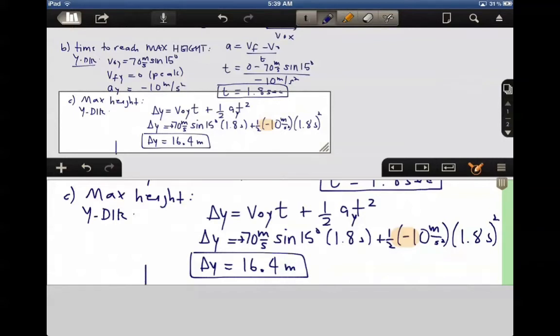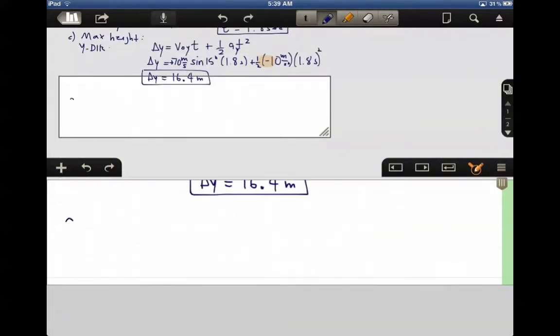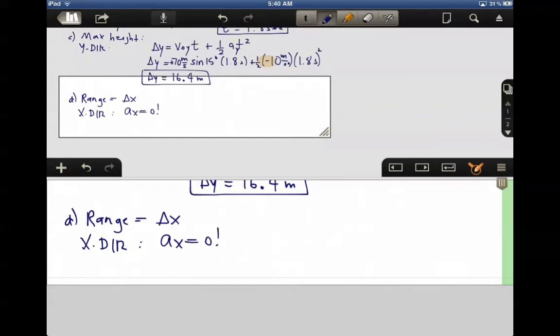The last part of this problem is to calculate range. Quick reminder on vocab here. Range is the word that means delta x, so I'm using the x direction in this case. This is actually the easiest of all these questions because there's no acceleration to consider, right? Remember a big idea, a x is 0. I'm actually going to use the same equation I used in the last problem, but change all the subscripts to x's.